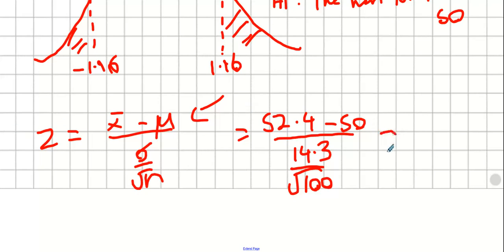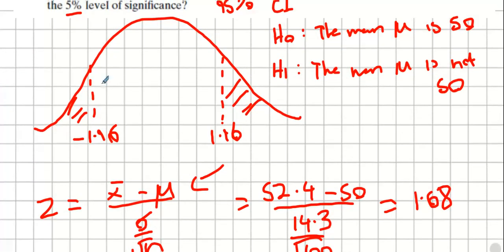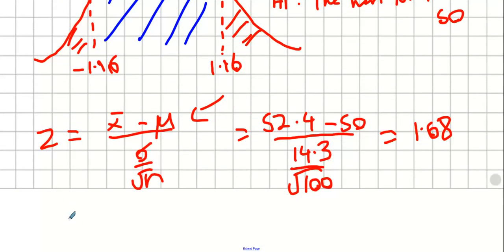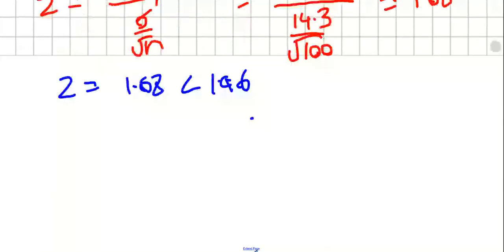And what can we say about this z-score? Anybody know what the z-score is? 1.678. So 1.68. Now, 1.68 is in what region? Is it in the red region or the safe blue region? Blue region. You got that? So what we can say is that a z-score of 1.68 is smaller than 1.96. So it isn't far enough away to reject the claim. Do you get what I'm saying? We have to keep the claim exactly the same.